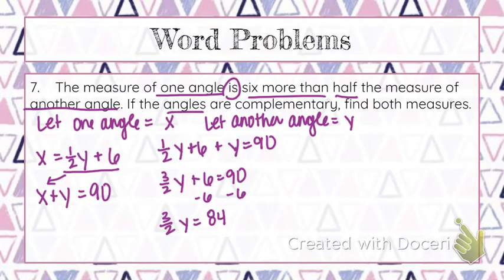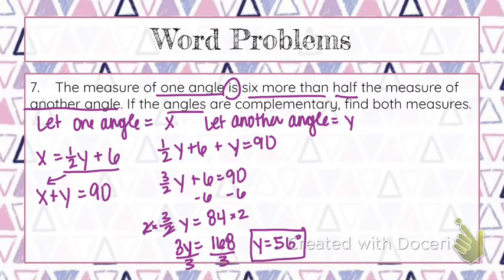And when you have a fraction like this, what we can do is multiply both sides by 2 first. That gets rid of that. Oh, it does not get rid of that over there. And that'll give us 3y equals 168. And then divide both sides by 3, and we get y is equal to 56 degrees. All right, so we've solved for one angle, but it wants us to find both.